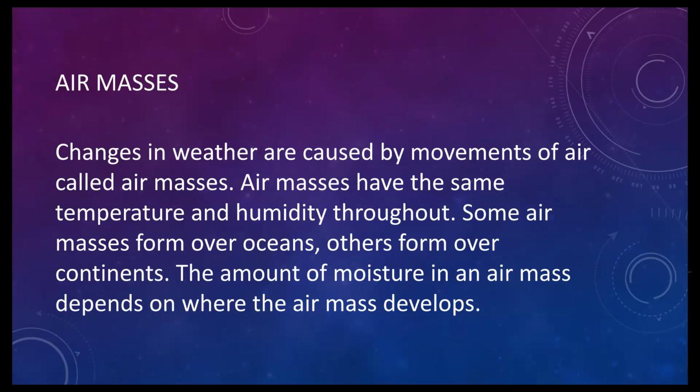Again, the amount of moisture in an air mass depends on where an air mass develops. For example, if it develops over oceans, it has a lot of moisture because oceans contain a lot of water. But if it forms over continents, it has less moisture because continents have less water.